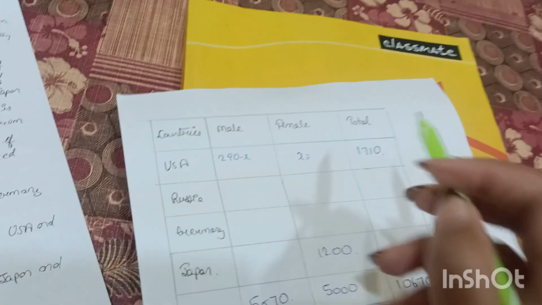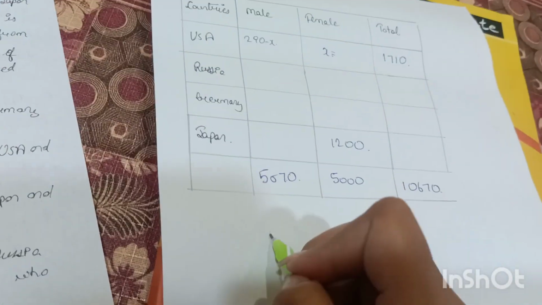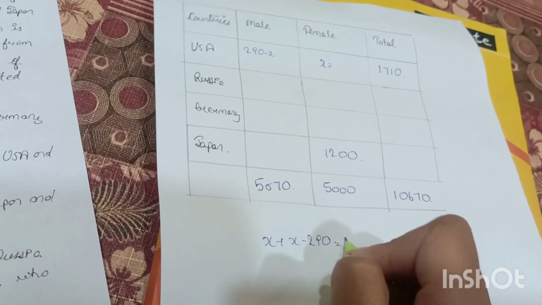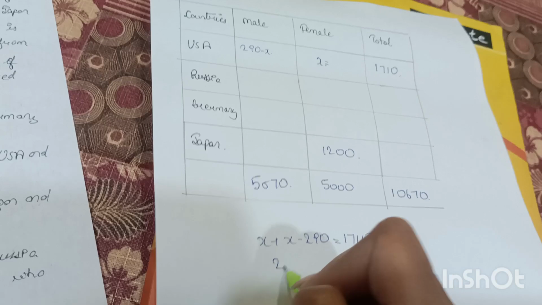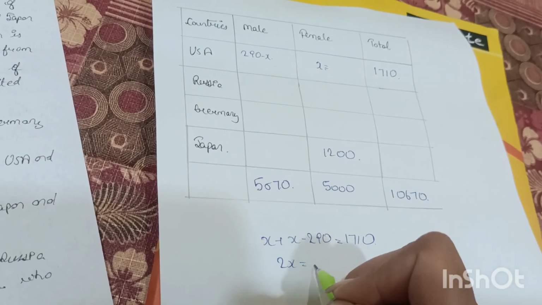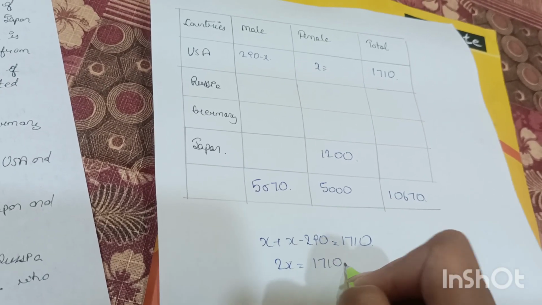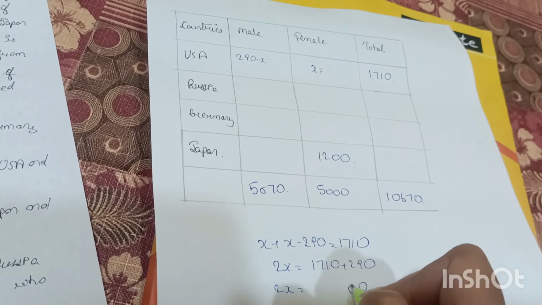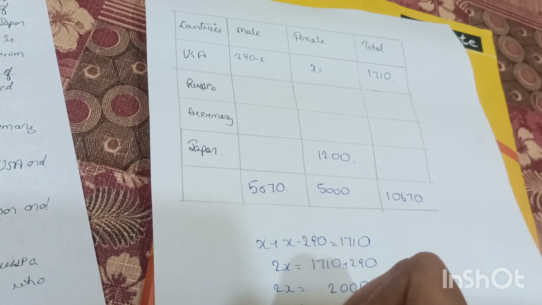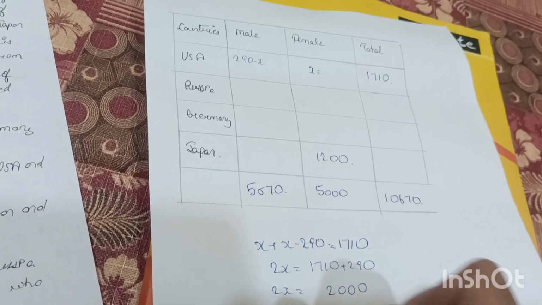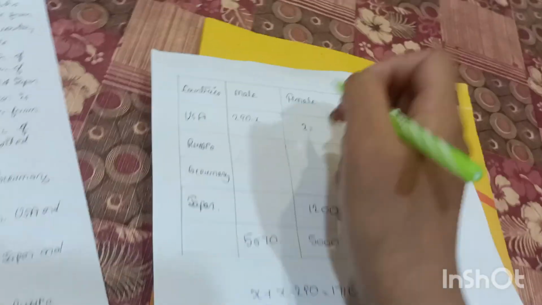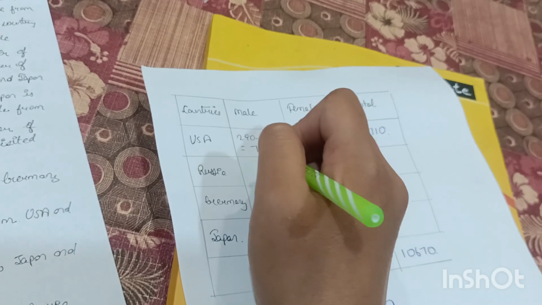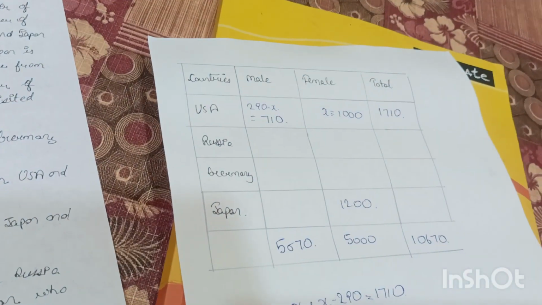So now let's solve this equation. So you can see like this: x plus x minus 290 equals 1710. 2x equals, if you add like this, so you'll get the value of 1000. So it's 1000, and if you subtract, so you'll get 710.